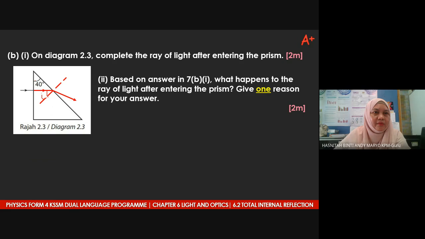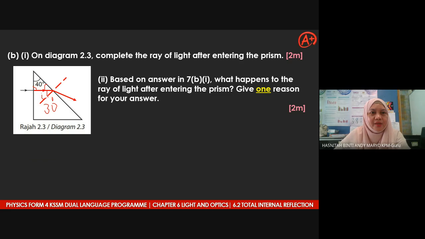Here we have 40 degrees. Here is 90 degrees. So what is the angle here? 90 plus 40, the total is 180, right? So here is 90, here is 40, which means here is 50 degrees. Am I right? So if here is 50 degrees, our angle of incidence here is 30 degrees.